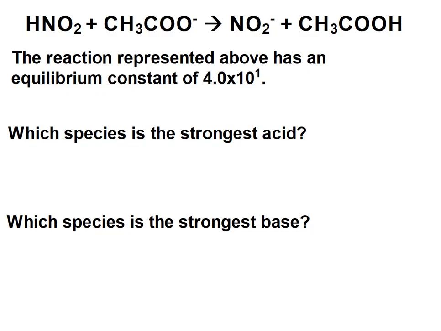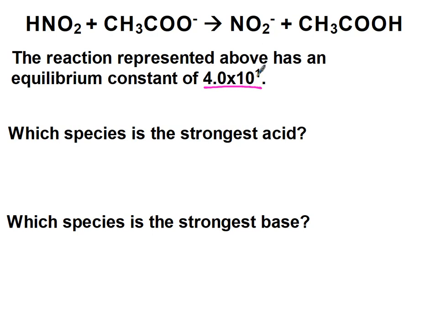Another problem that the AP test loves is: given a reaction and the K, or equilibrium constant, for the entire reaction, figure out which is the strongest acid or which is the strongest base. The reaction always proceeds in the direction of using the strongest acid and strongest base.